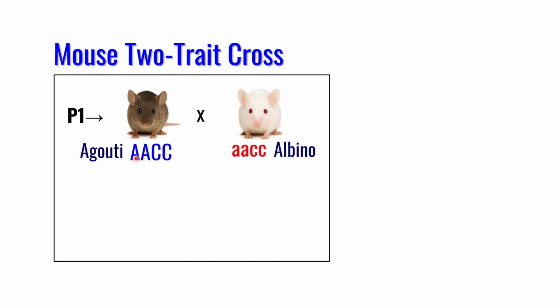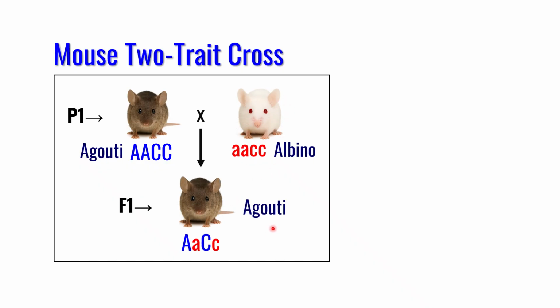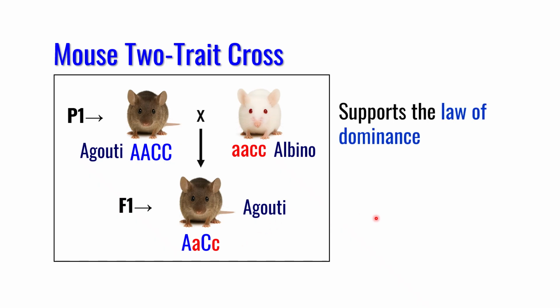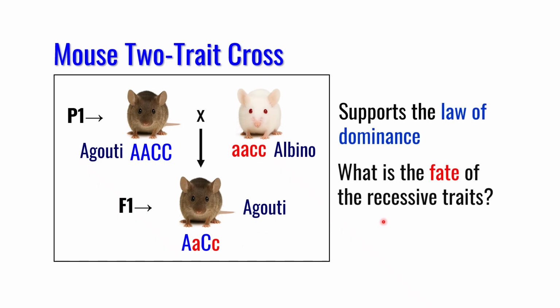I will now explain the mouse model of two-trait cross that led to the discovery of epistasis. There are two genes, capital A and capital C, that regulate agouti mouse fur color or coat color, which is a dominant phenotype. In this experiment, a pure breed agouti mouse was crossed with a pure breed albino recessive mouse, and in the F1 generation only agouti color mice were produced, having the dihybrid genotype capital A, small a, capital C, small c. This supports the law of dominance. However, the question was, what is the fate of the recessive trait? To address this question, in the next experiment, the F1 dihybrid mice were self-crossed.